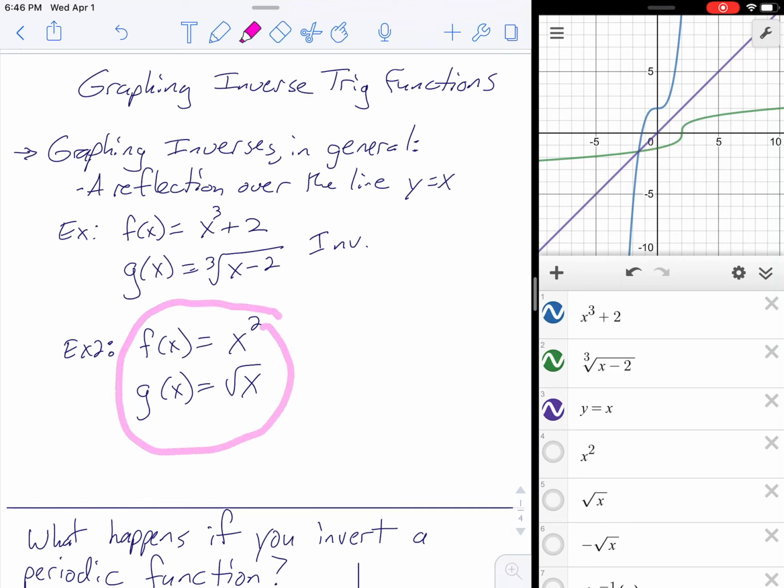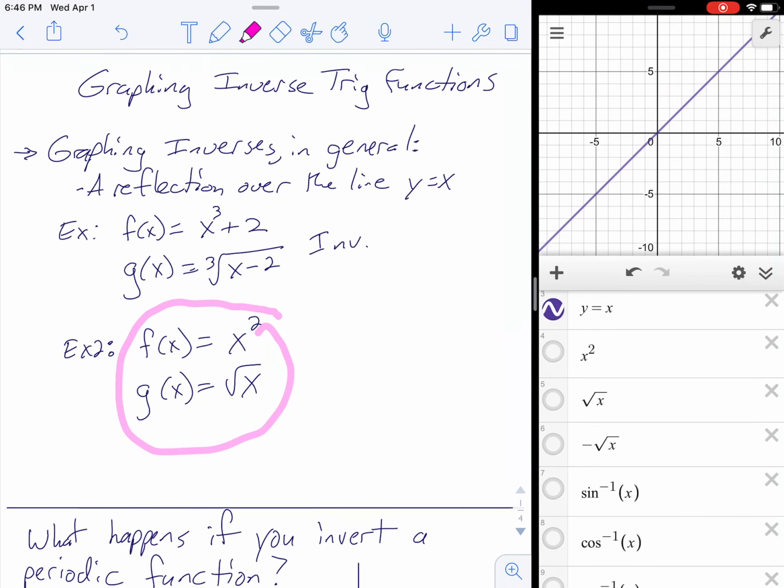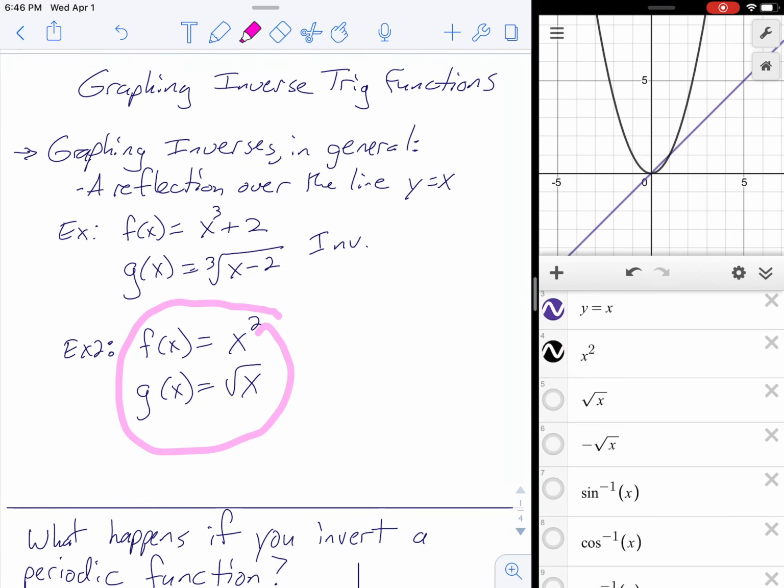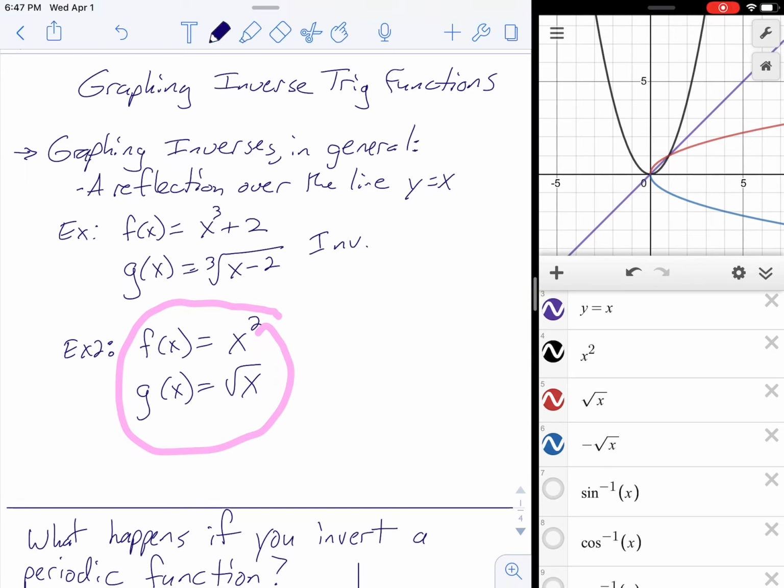f of x equals x squared and the square root of x, and a lot of people would look at those and consider those to be inverses, but look what happens when I graph them. There's x squared, the typical parabolic shape that you're used to, and here's the graph of the square root of x. And that is not a sideways parabola, which you would expect if you reflected that parabola over the line y equals x. In order to get the sideways parabola, you also have to graph negative square root of x, or in other words, you would have to graph plus or minus square root of x.